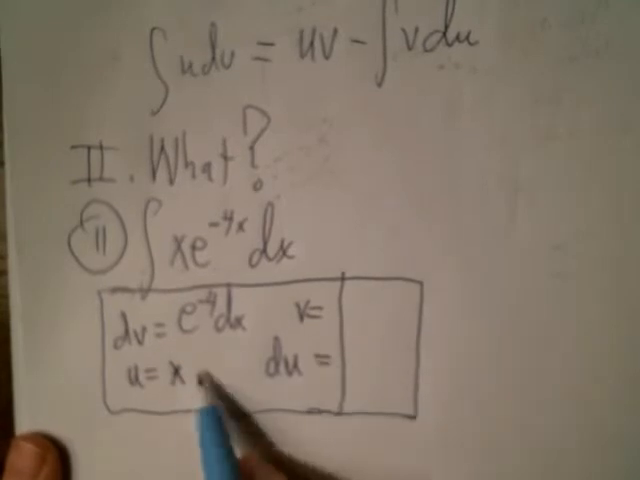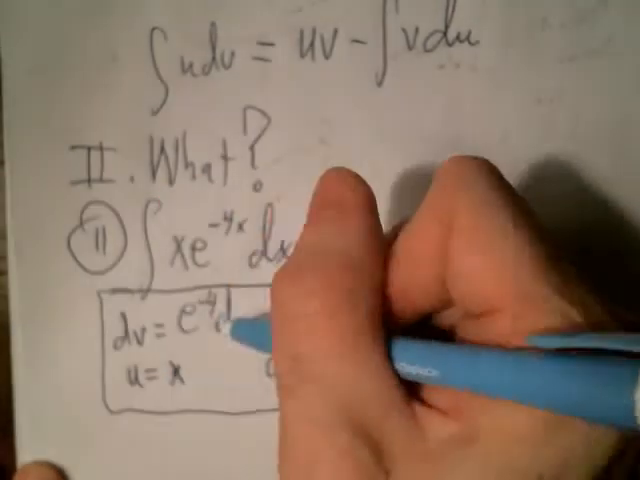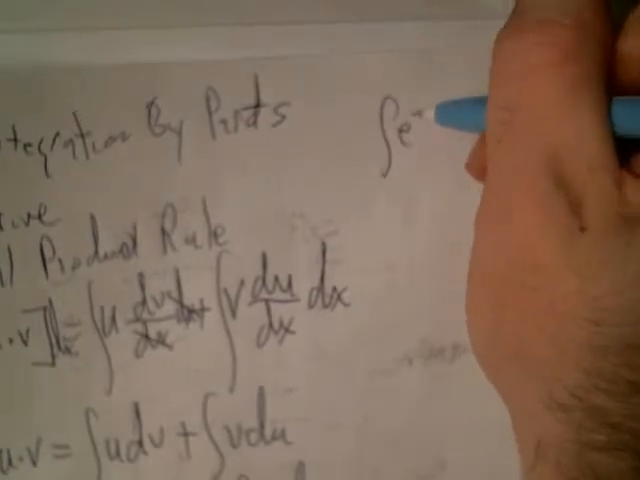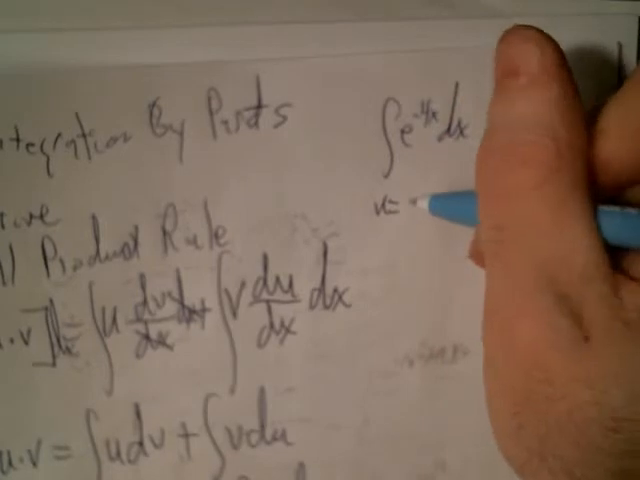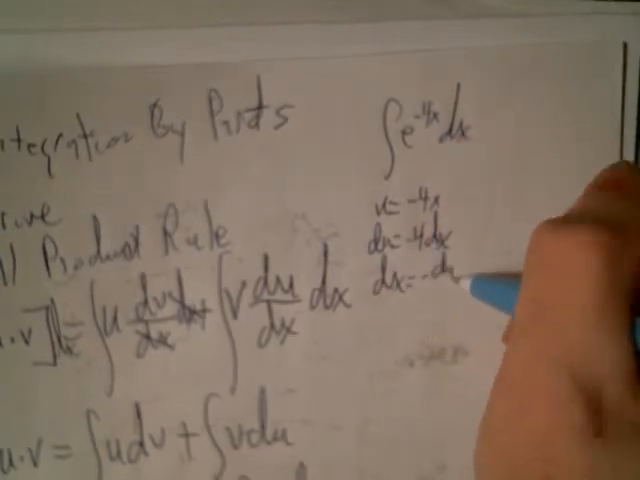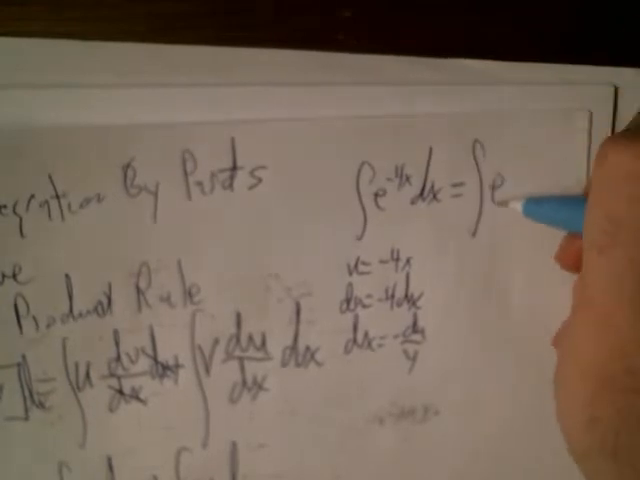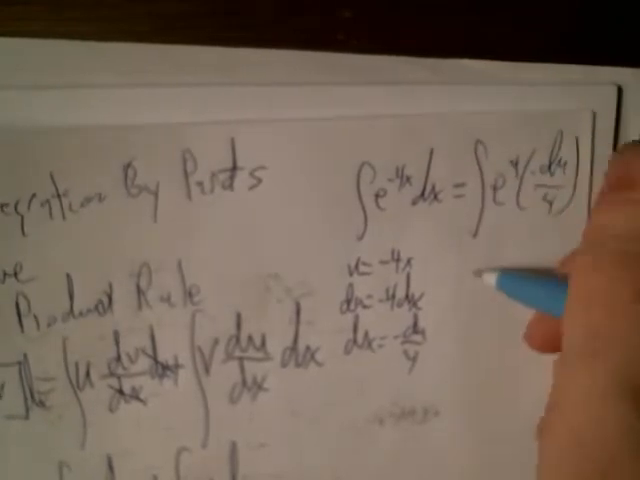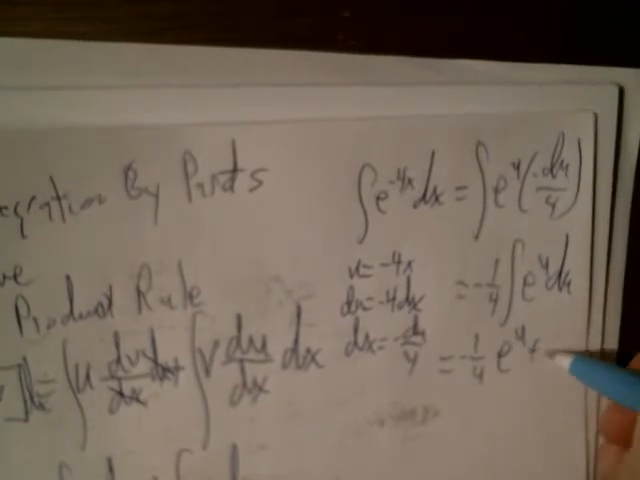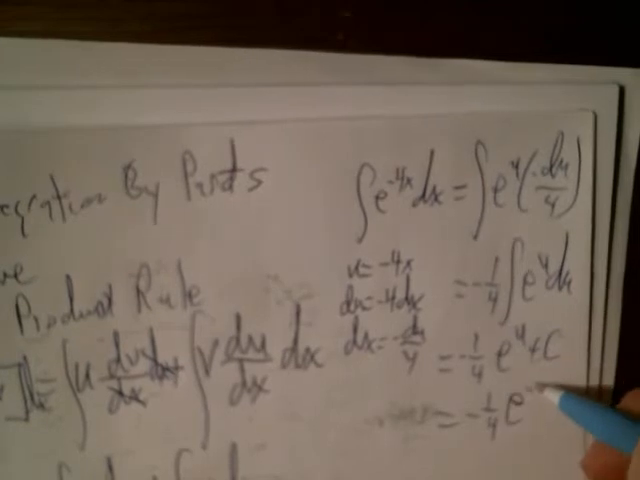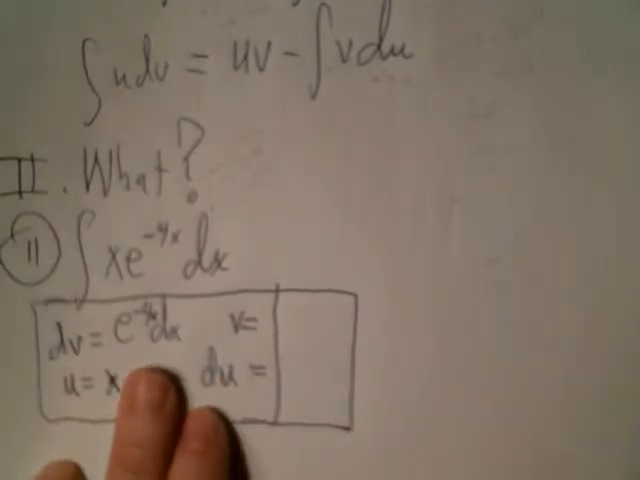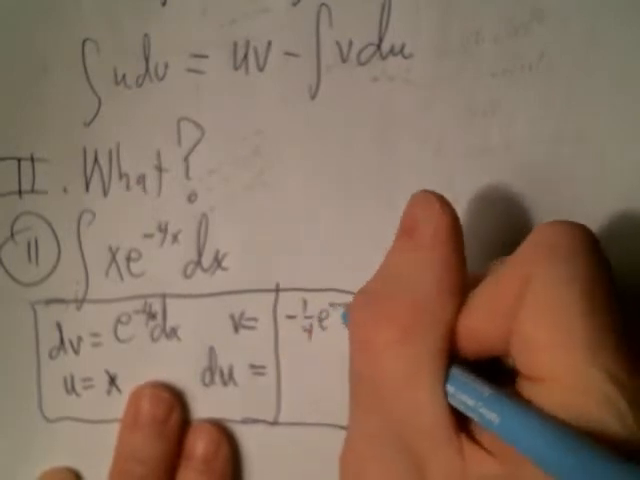To get my v, I need to integrate e to the negative 4x dx. In my margin, I can do the integral of e to the negative 4x dx. If you need a u sub, it will be u equals negative 4x. So du is negative 4 dx, and dx is negative du over 4. This will become the integral of e to the u times negative du over 4. So that's negative 1/4 integral of e to the u du, which is negative 1/4 e to the u plus c. That's equal to negative 1/4 e to the negative 4x. So if I have dv, to get v, I just integrate, and you'll end up with negative 1/4 e to the negative 4x.